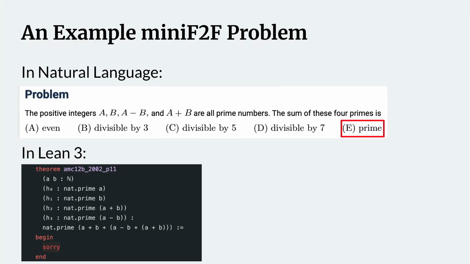In natural language, the problem is the following. You have a set of positive integers, a, b, then their difference, then their sum, assumed to be all prime numbers. And then you're given the multiple choice question of whether the sum of these four numbers is one of the following. And this presents a bit of a problem: how do you formalize this?